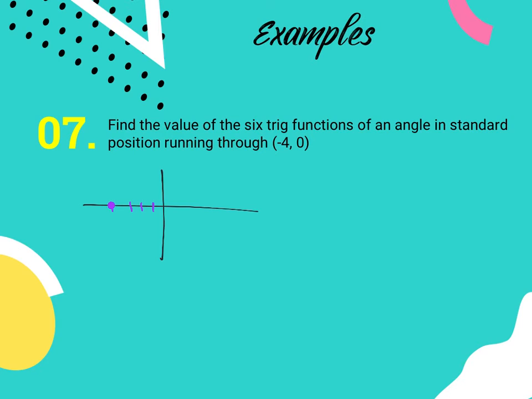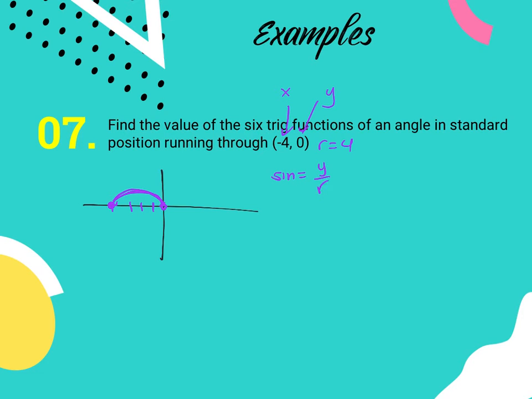Does that make sense? Which means I have to just use my x, my y, and my r. If this is my center and this is my end point, what's the r? How far out did I go? 4. So my r is 4. This is obviously my x, and this is obviously my y.